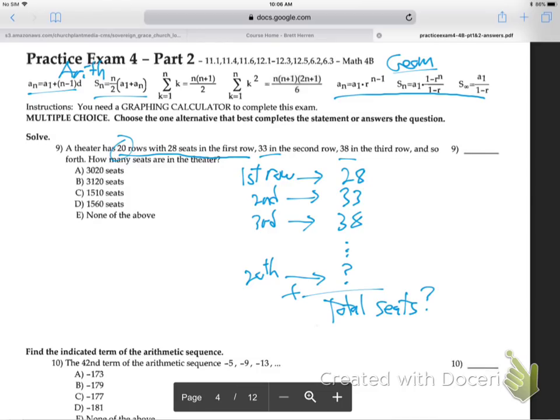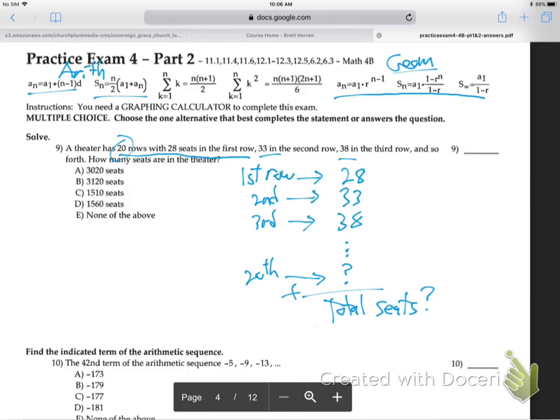It's like another one of them pyramid seating kind of things, right? The rows get wider and wider as it goes back, like pyramid seating. Okay, so 28 seats, 33, 38, dot, dot, dot. I don't know how many in the 20th row. Add them all up, and what's the total number of seats?